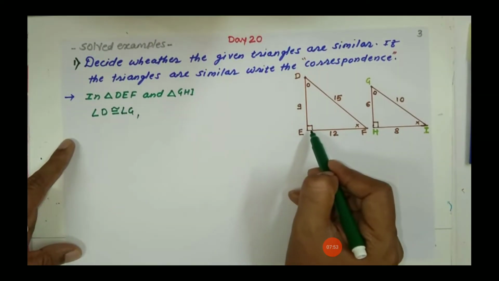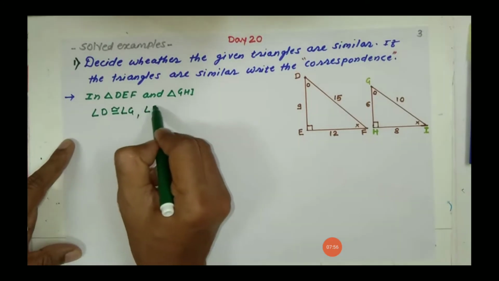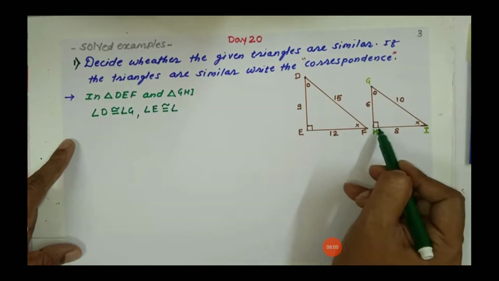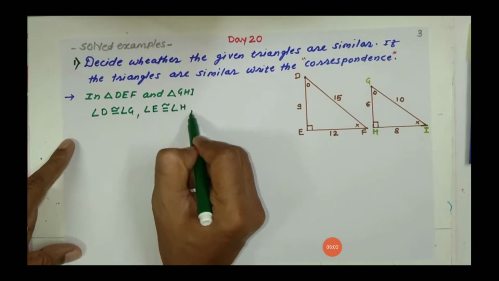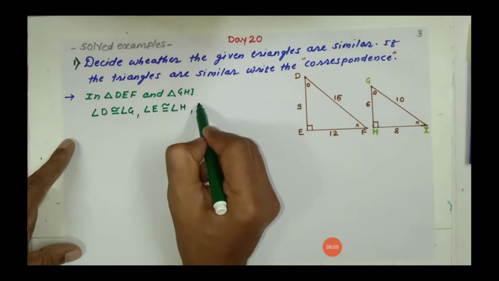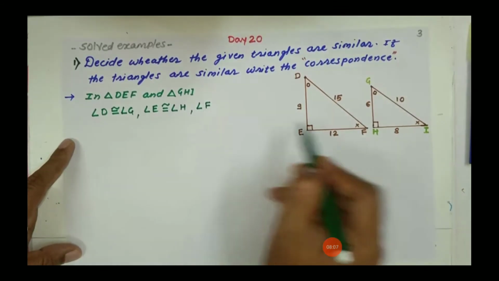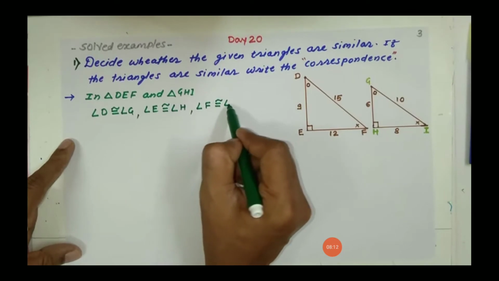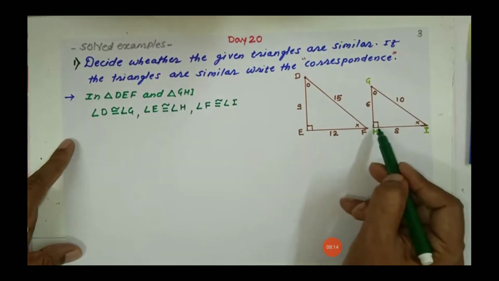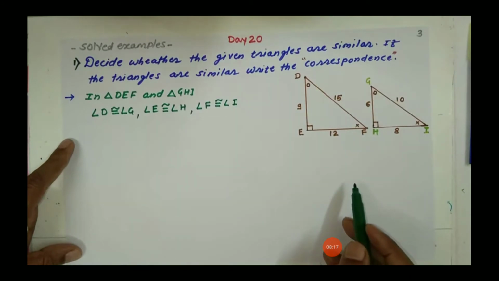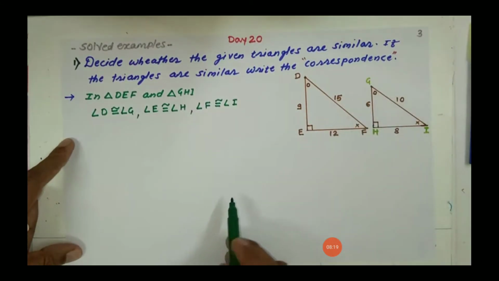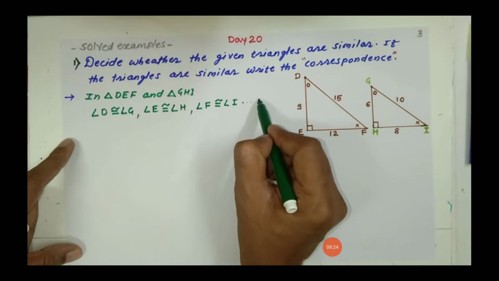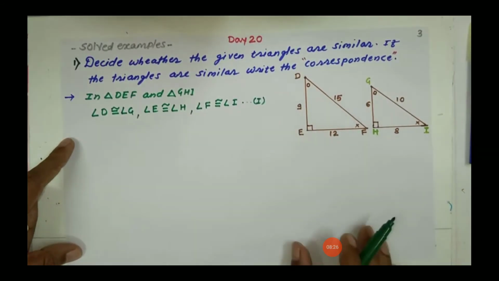Also, angle E is congruent with angle H, and then angle F is congruent to angle I. Is it clear? Because the identical marks are given, right? So these angles are congruent. Okay, so this statement, all these angles are congruent, we call it the first statement.